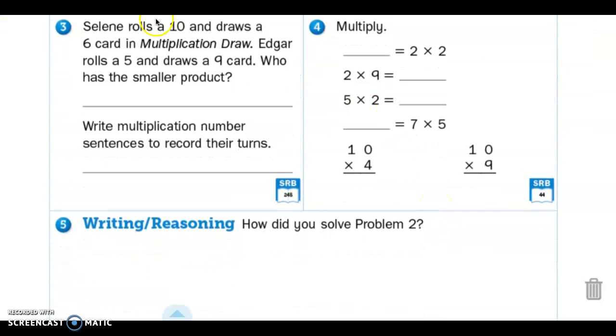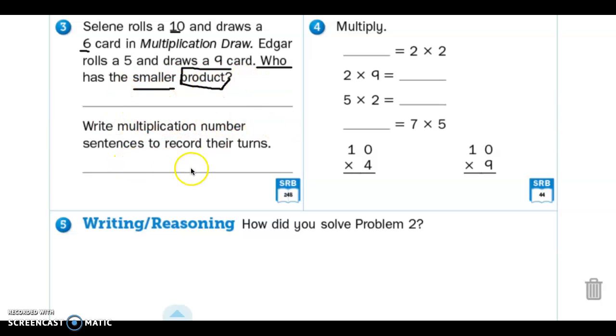Celine rolls a 10 and draws a 6 card in multiplication draw. Edgar rolls a 5 and draws a 9 card. Who has the smaller product? What's the product again? Think to yourself, what's the product? When 2 factors multiply and get an answer, that answer is called the product. It says who has the smaller. You have to either put Edgar or Celine's name on this line.